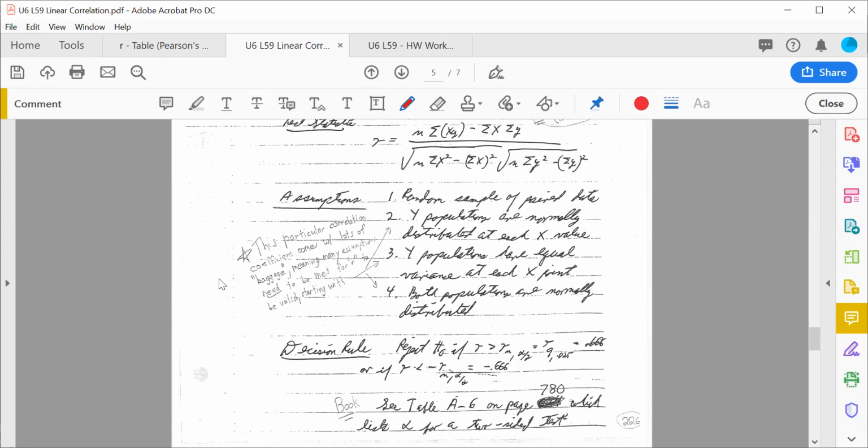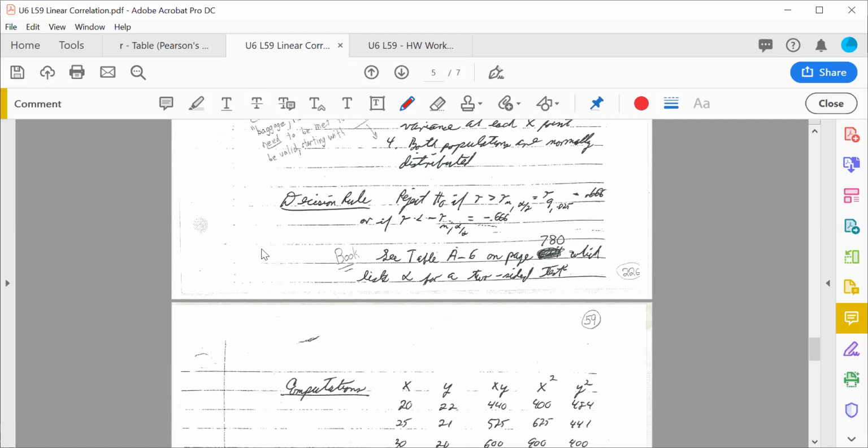The assumptions. It's a random sample of paired data. Okay. Then check these out. The Y populations are normally distributed at each X value. The Y populations have equal variance at each X value. And both populations are normally distributed. I made a little note in my own handwriting. This particular correlation coefficient comes with lots of baggage, meaning there's lots of stuff that needs to be met in order to do this test. So the natural question might be, what if all this stuff cannot be met? We're doing that in the next lecture. I'm glad you asked. But for right now, let's assume that all of this has been met.